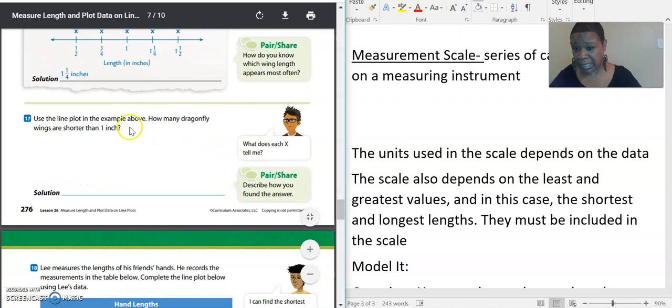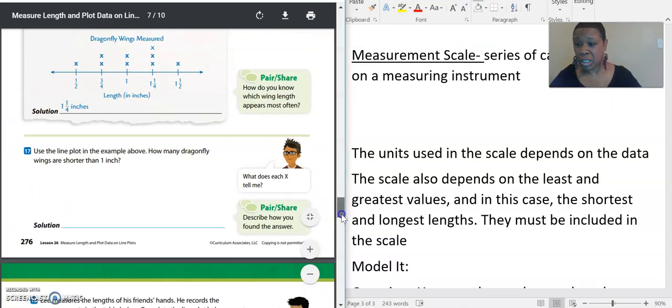Use the line plot in the example above. How many dragonfly wings are shorter than 1 inch? You're going to go back up there and count. 1, 2, and 3. There's 3 of them that are shorter than 1 inch.